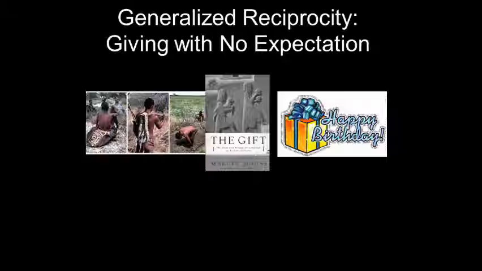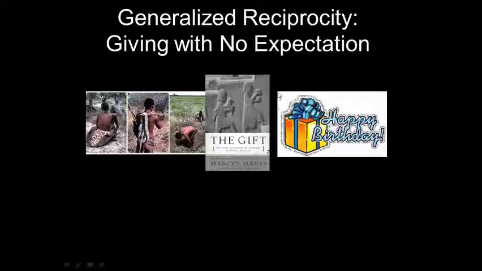There's three main types of reciprocity. The first type is generalized reciprocity. Generalized reciprocity is gift giving, giving without the expectation of getting something back. The Kalahari Bushmen practice this. We practice this when we give birthday presents, supposedly.